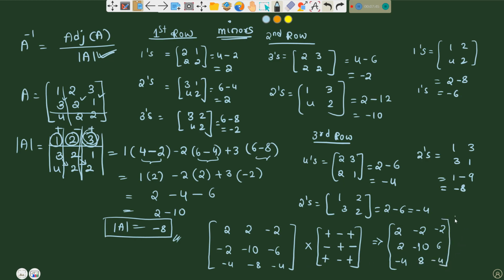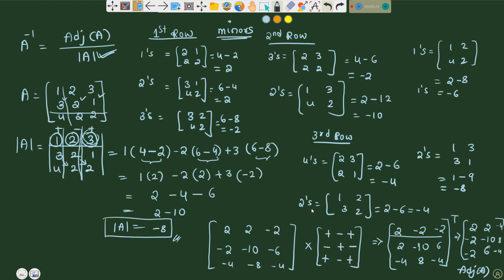Now you have to do the transpose of this. Transpose of this will become what? You have to write row into column fashion. 2 minus 2 minus 2, 2 minus 10, 6 minus 4, 8 minus 4. Now you got all these things, correct? Now you got what? Adjoint. This is called adjoint of A, correct? So you got the adjoint of A.